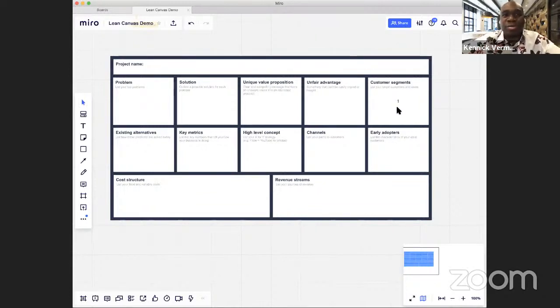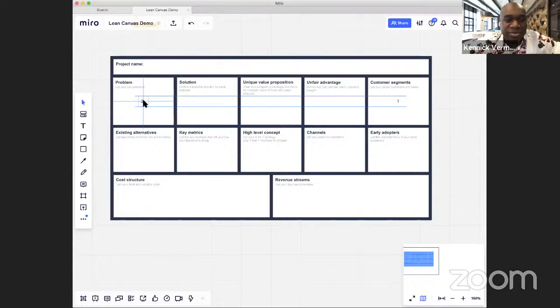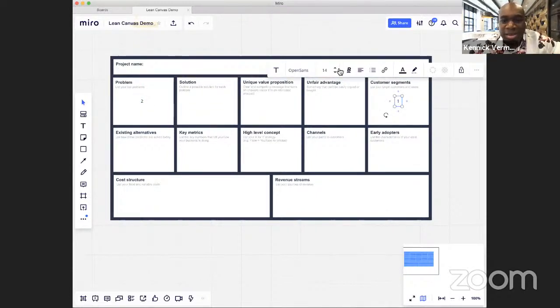But after you create the persona, you could leave a little note here saying our customer segment is Jill, and Jill would reference that persona. Once you identify who your customer segment is, you want to jump all the way over here to your problem. Well, not your problem, your customer's problem. Let's make this a little bigger and a little bolder.